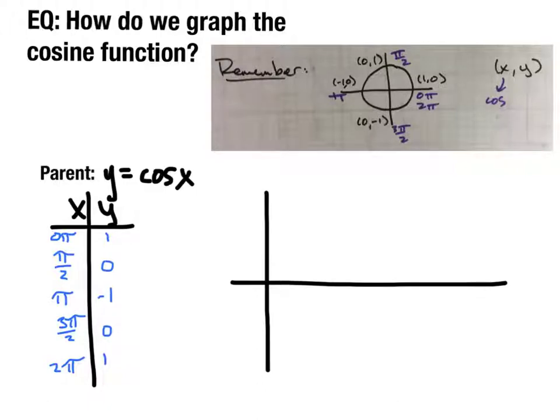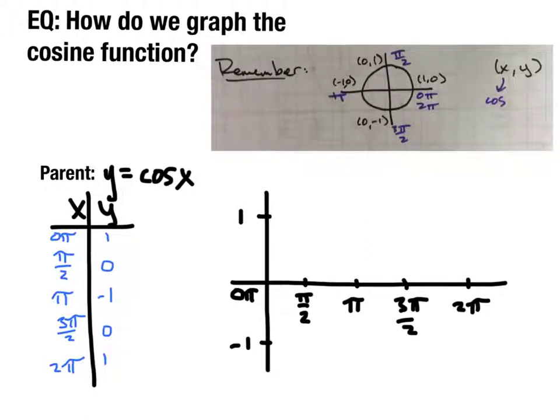Again, all these values come from taking these and plugging them in for this x, solving for a y. Now from this table of values, I see that I have a maximum of 1 and a minimum of negative 1. And I start at 0 pi, go to pi over 2, pi, 3 pi over 2, and 2 pi.